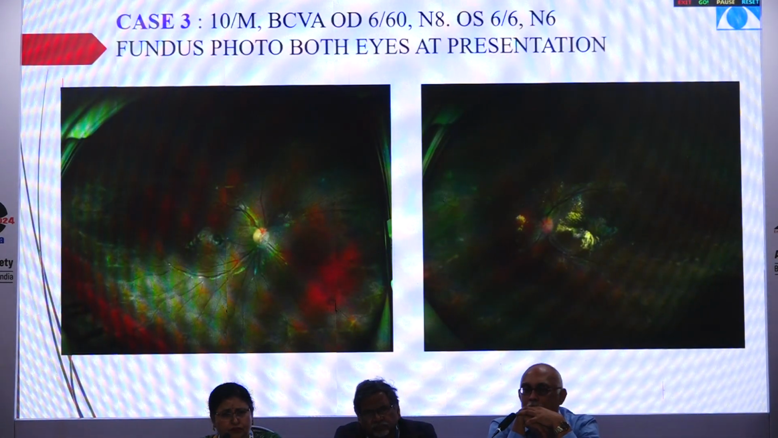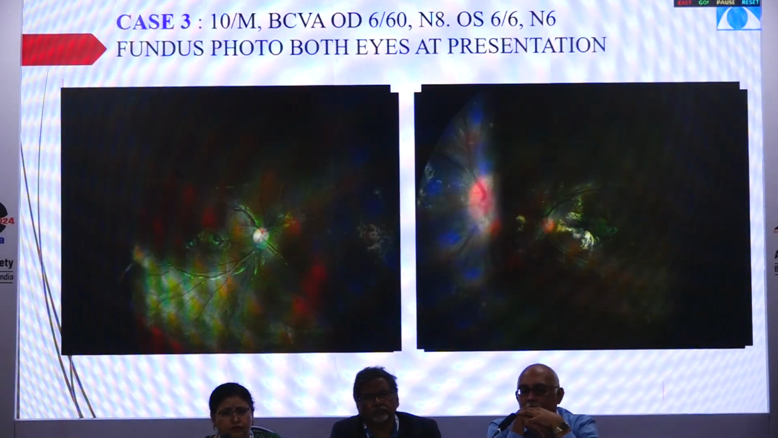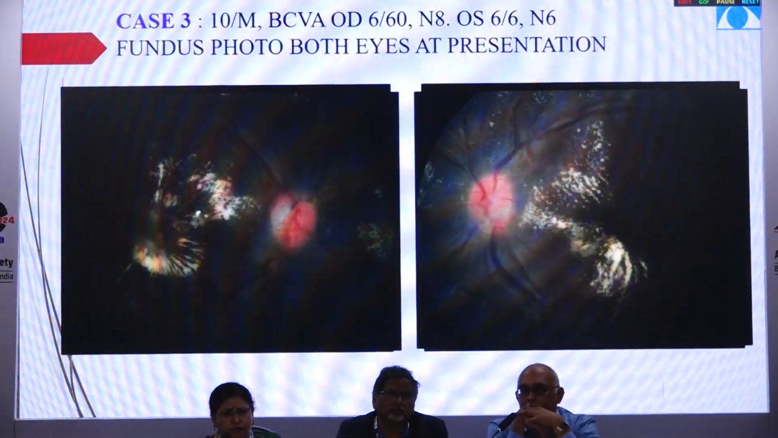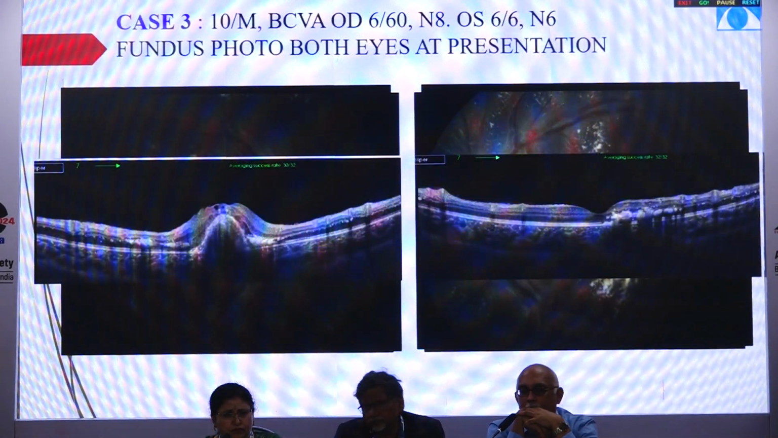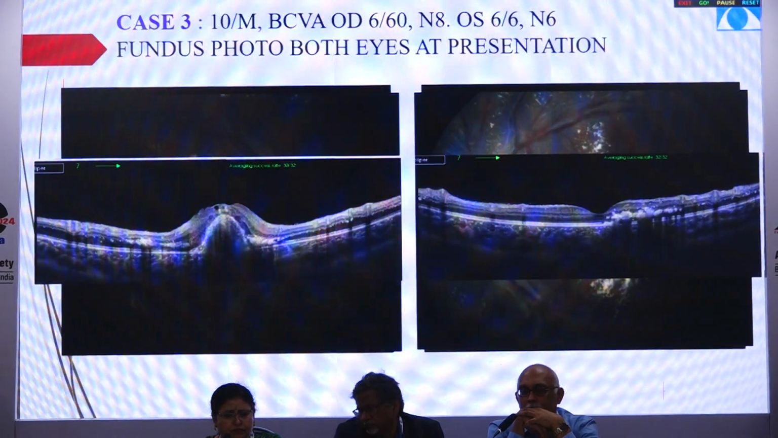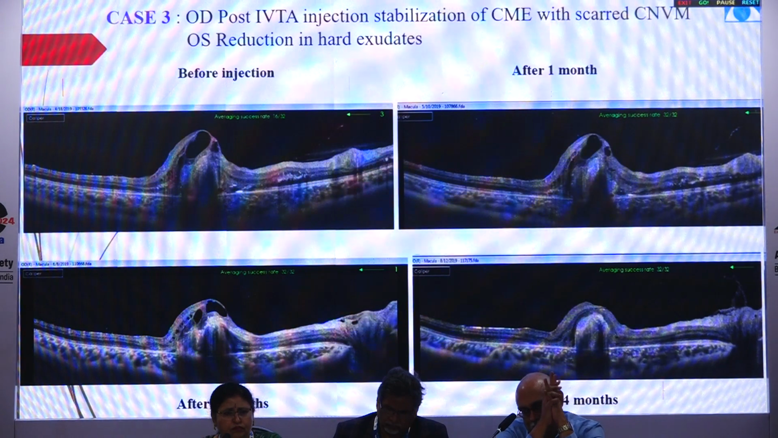Coming on to the third case is a 10-year-old child with a BCVA of 6/60 in the right eye, 6/6 in the left eye. Multiple hard exudates with retinochoroidal anastomosis is seen in the right eye. Left eye hard exudates were seen close to the fovea. The right eye has got a presence of CNVM. FFA showed presence of capillary fronding in both the eyes.